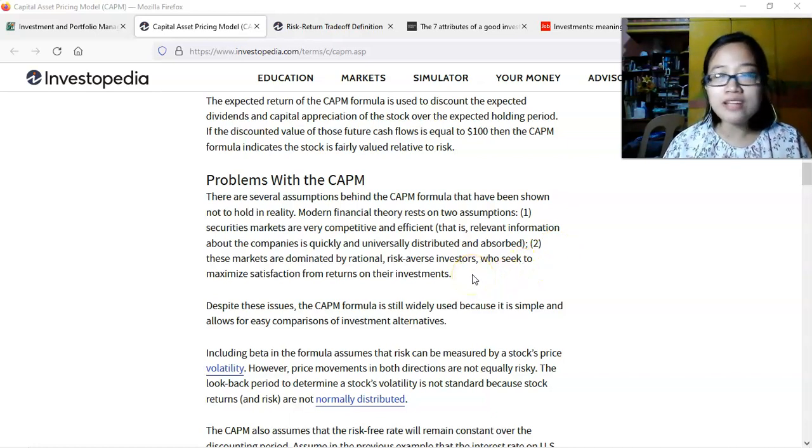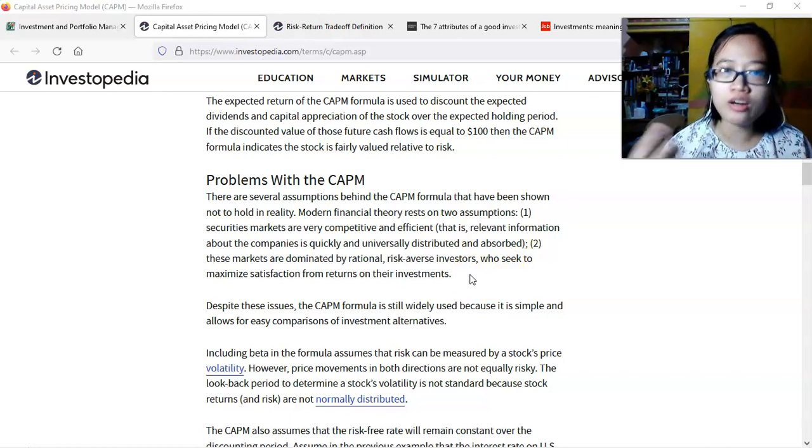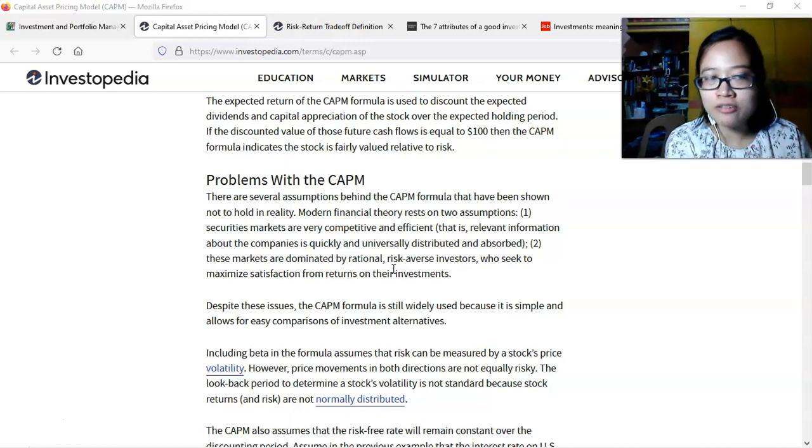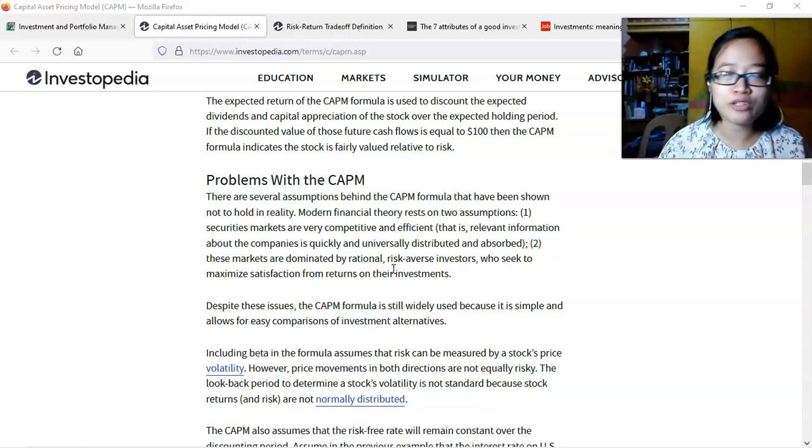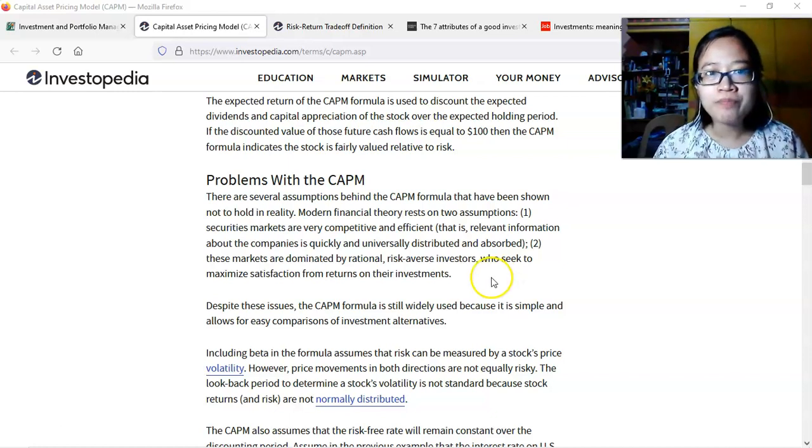Whenever they make a decision on where to put their money, where to invest, they are, in a way, rational. They actually do the analysis themselves and do not rely on the analysis of so-called experts or articles given out by other investors, who may or may not simply be hyping a particular investment, and who seek to maximize satisfaction from returns on their investments.